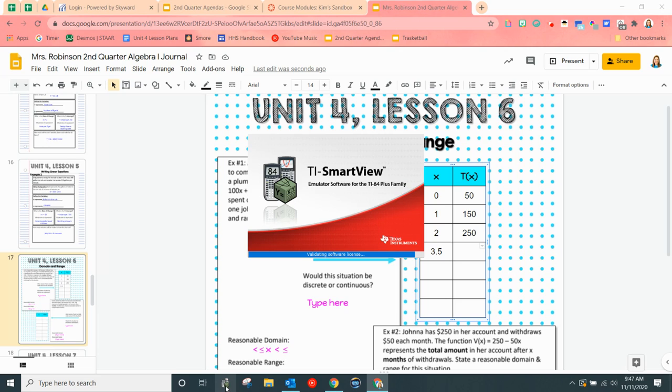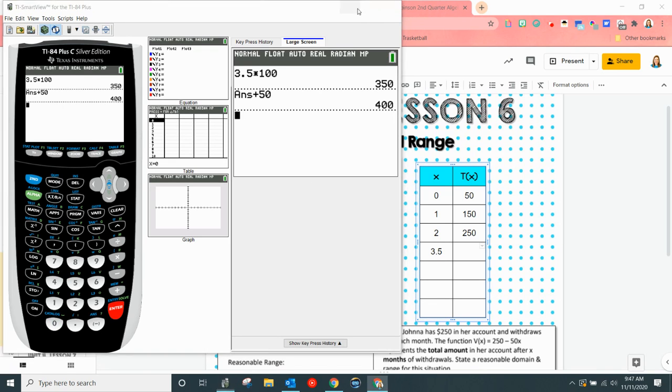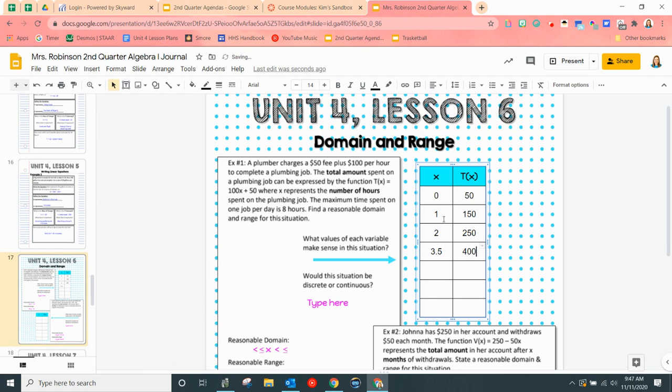Let me see if I can get mine to load here. It's loading. So let's pull up our calculator. We might need it just to make sure we do our decimals correctly. It's taking a little bit longer than I expected. Okay, so here we go. If he works 3.5 hours, remember he's charging me $100 an hour, then that's the charge for the hours that he worked. Plus, I got to tack on a $50 service fee. So that would be $400. That's where I'm getting that, $400.